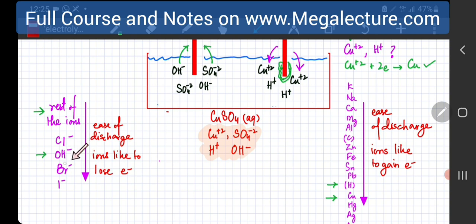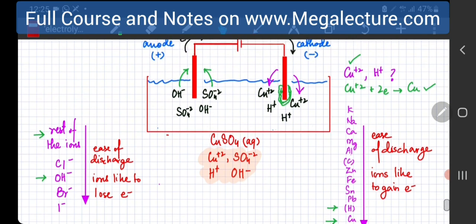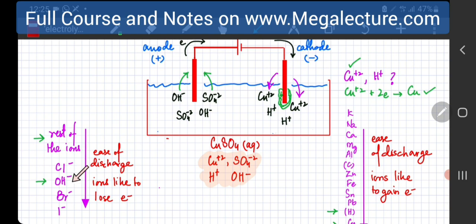So I have OH minus 1 and SO4 minus 2. I'm just going to put it over here. Okay, so OH minus 1 is lower in the series. So OH minus 1 is the one that's going to lose electrons. So I've selected my ion who's going to lose electrons, and that is definitely OH minus 1, more likely to lose electrons. So SO4 minus 2 will not do anything. OH minus 1 is the one that's going to end up losing electrons.